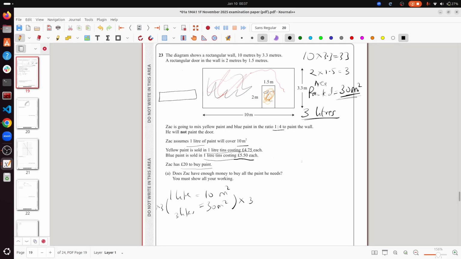Now, the second thing we need to know is the proportion of paint he's going to use to mix. Out of that 3 liters, we have 5 parts, because 1 part is for yellow. For every 1 part, we have 4 parts for blue. So in total we have 5 parts.